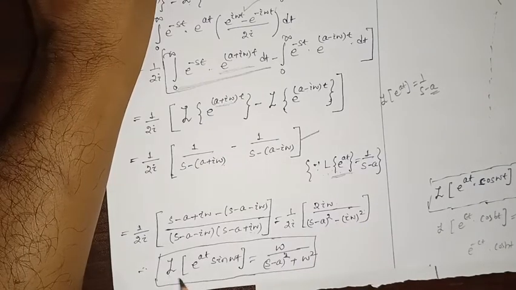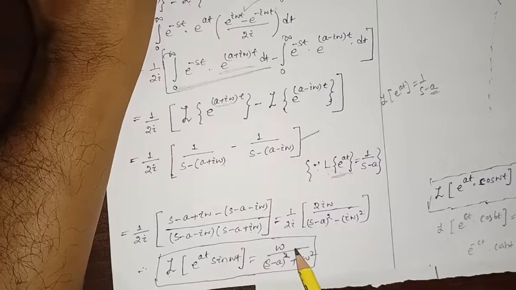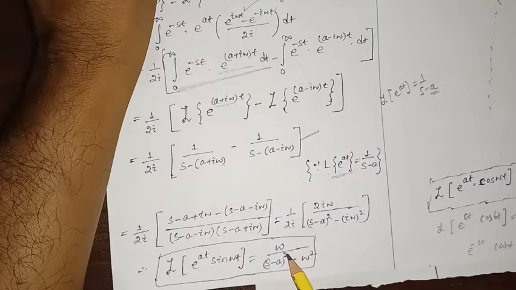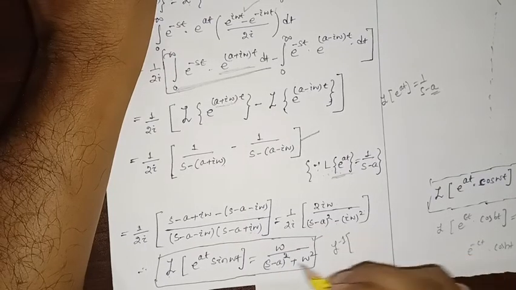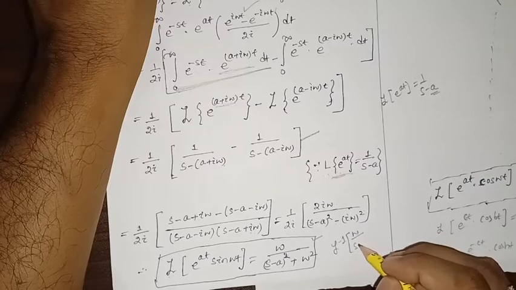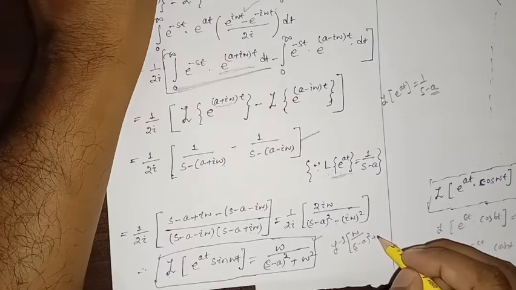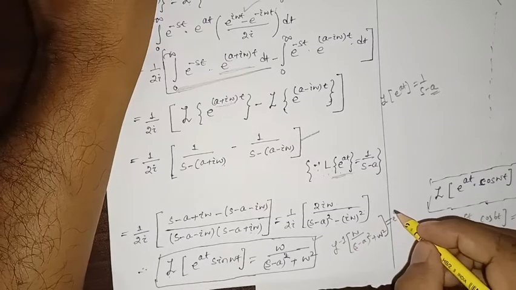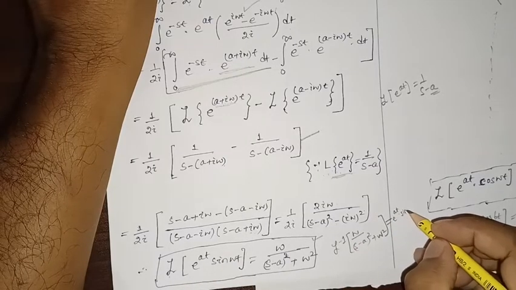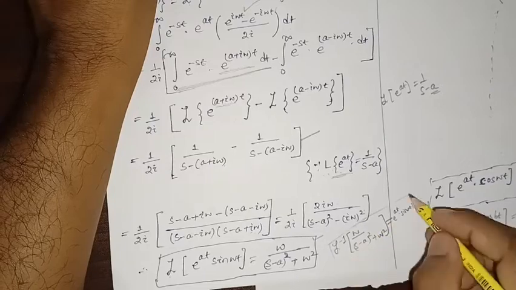So Laplace transform of e to the at sin omega t is, the 2i got cancelled, omega by (s minus a) whole square plus omega square. And inverse Laplace transform of omega by (s minus a) whole square plus omega square will be equal to e to the at into sin omega t. Okay, you have to remember both.